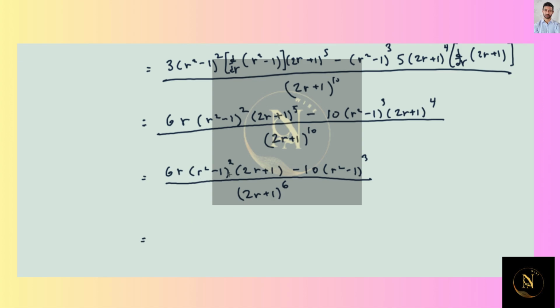And at this point, we can factor out (r squared minus 1) to the power of 2. And we will be left with, let's factor out also power 2 right here, we will be left with 3r times (2r plus 1) minus 5 times (r squared minus 1).